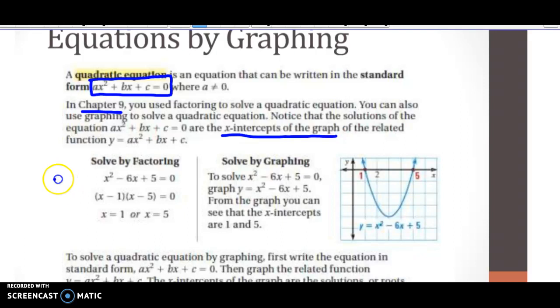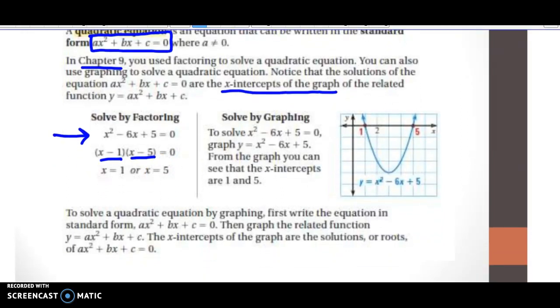So let's look at the example of x squared minus 6x plus 5. In chapter 9, we looked at finding factors of 5 that will add to negative 6 to help us factor this. So we could factor to x minus 1 times x minus 5 equals 0. And then I take this factor and I set it equal to 0 and solve for x. That's how I get my first root of x equals 1. And then I can set this equal to 0 and solve for x, and I get my second root, x equals 5. So that's what we did last chapter.